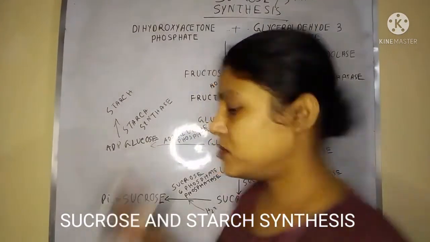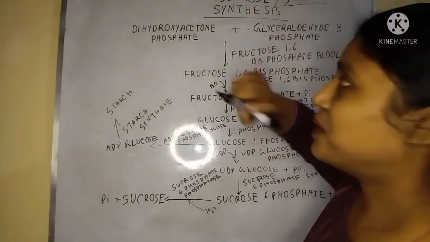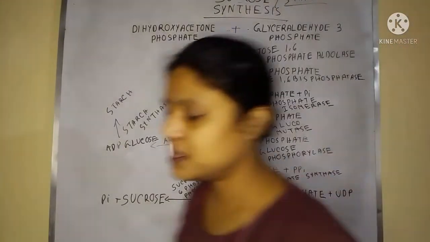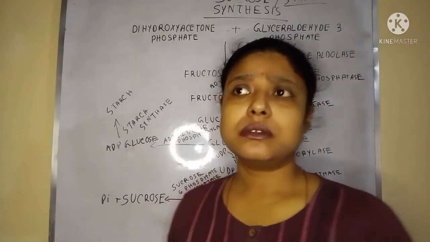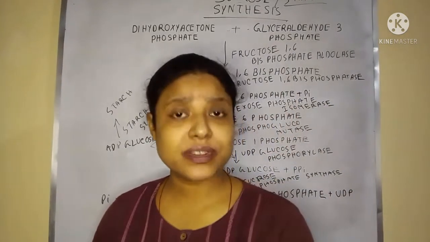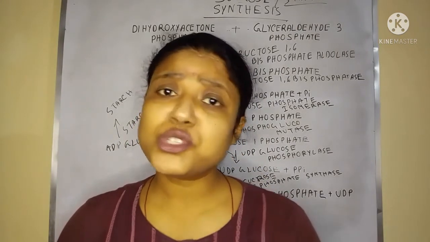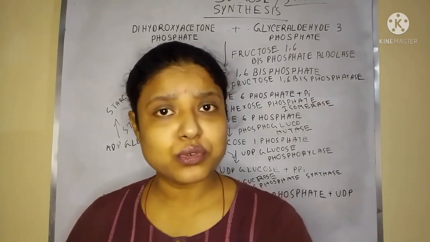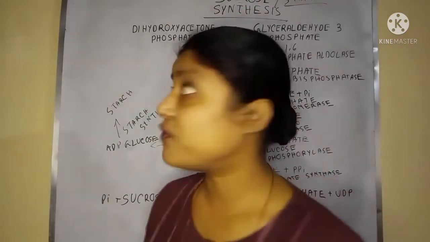Okay, now I explain sucrose and starch synthesis. So here we know how photosynthesis occurs and how glucose is formed. But generally, after formation, glucose is not stored in the plant body as it is. It is stored within the plant body either in the form of sucrose or in the form of starch. So let's explain how the starch or sucrose is formed.